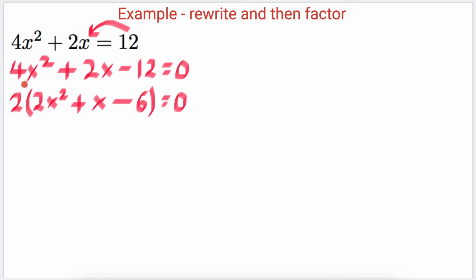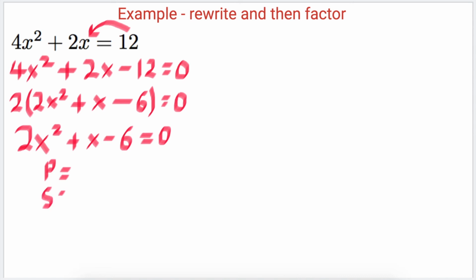When you divide both sides by 2, the only thing that remains on the left side is what's inside the parentheses: 2x² + x - 6 = 0. This expression is so much easier to solve than the one that we had at the beginning. So now we can find the product and the sum. In this case the product is the coefficient of x², which is 2, times the constant, which is negative 6.